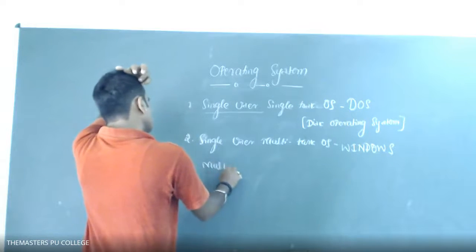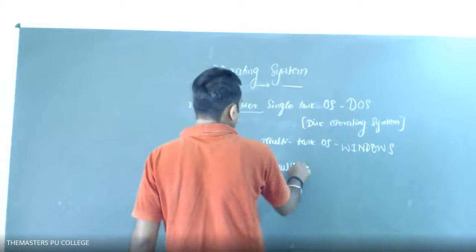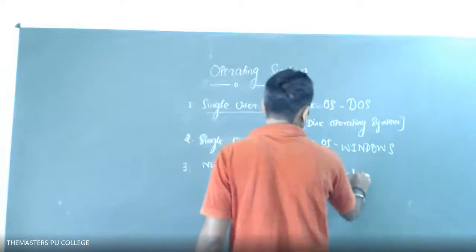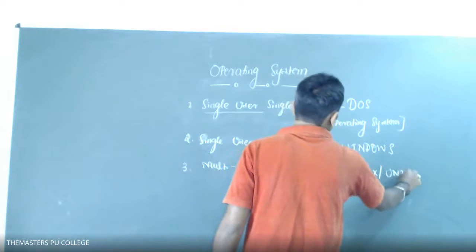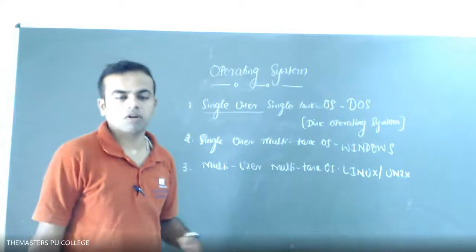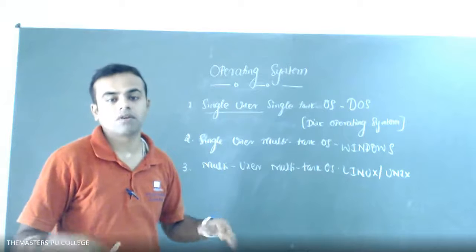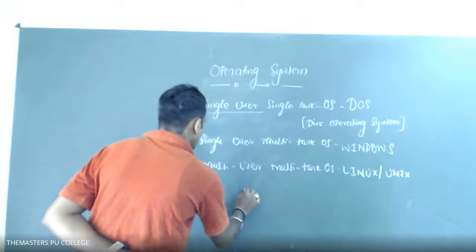Multi-user multitasking operating system. The examples are Linux and Unix, right? More than one person can work with the computer system at a time and they can perform more than one task at the moment, right?